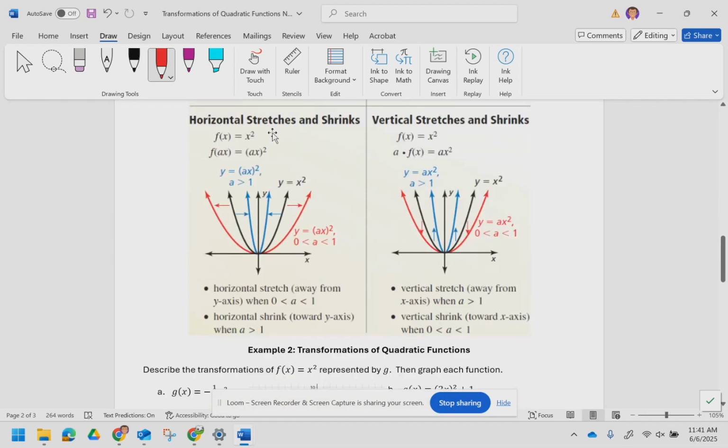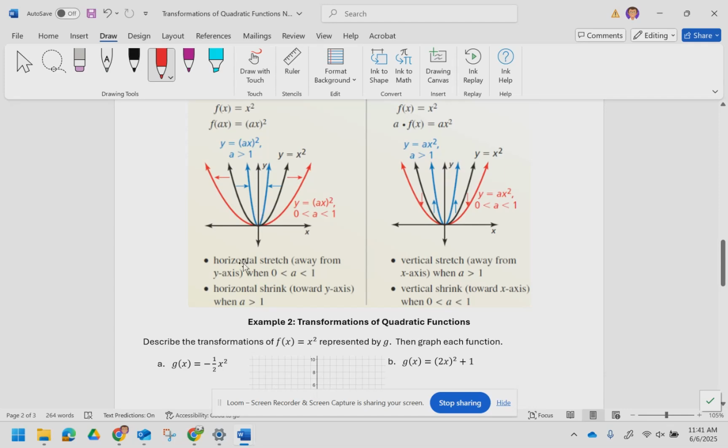A stretch and a shrink. If we multiply the input, then that's going to create either a horizontal stretch or shrink, depending on if the value is a fraction or if it's a larger number than a 1. Okay.